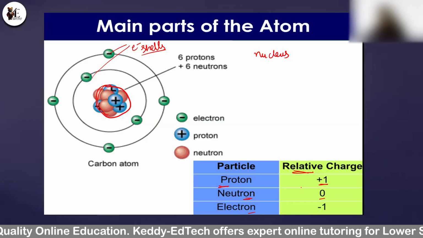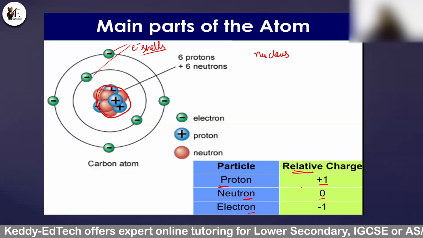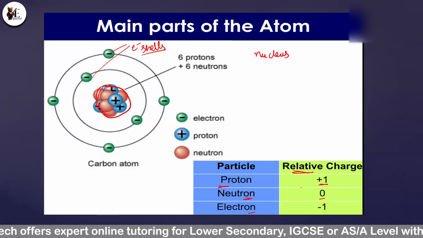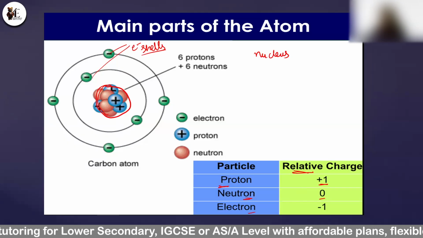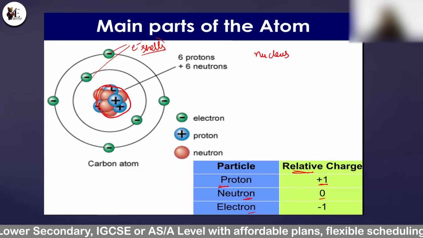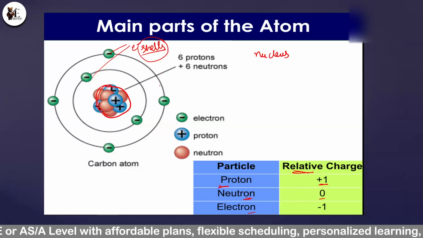Where are the protons found in the atom? You have to answer, ma'am, it is in the nucleus. Where are the neutrons found in the atom? You have to answer, it is in the nucleus. If I ask where are the electrons found in the atom, you have to say in the shells, electron shells. Is it clear? Okay.